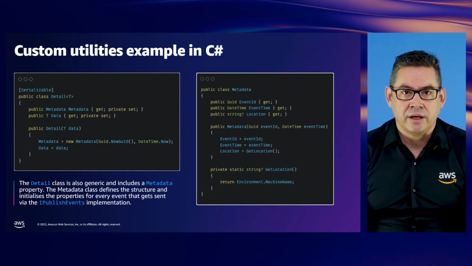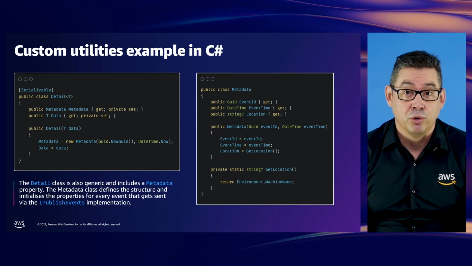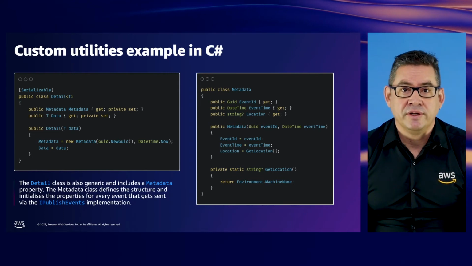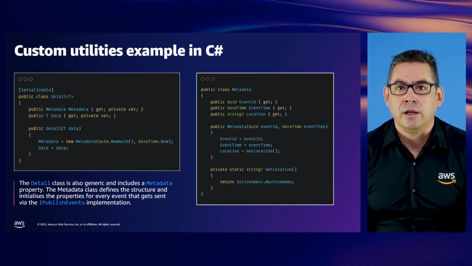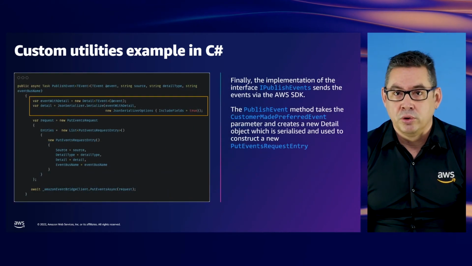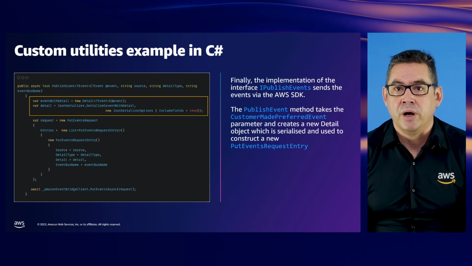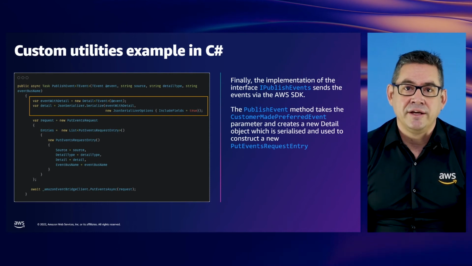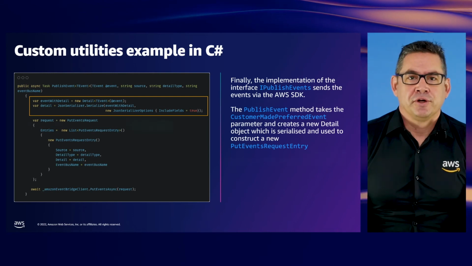The detail and metadata class represent the JSON object that will be sent to the detail field in the put events API call we make to EventBridge. When a new detail object is created, the event is assigned the data property, and the metadata property is automatically initialized with event ID, event time, and a location property. With the classes and the interface defined, the caller simply needs to create a new customer-made preferred event and send that to the utility via the publish event method. This implementation abstracts the use of EventBridge SDK and takes care of creating the required detail property with our event data and metadata. Let's move on to the consumers.